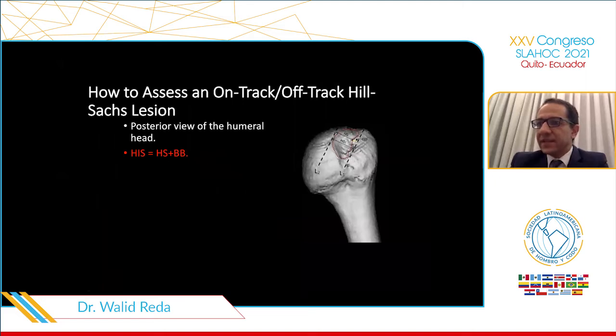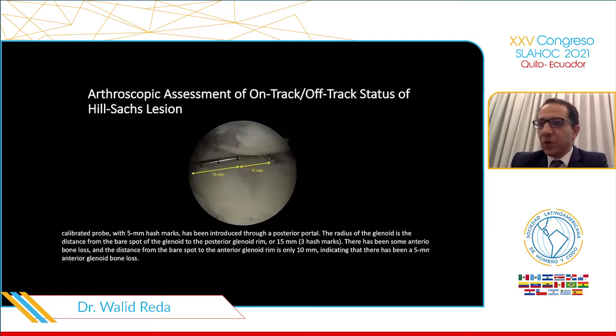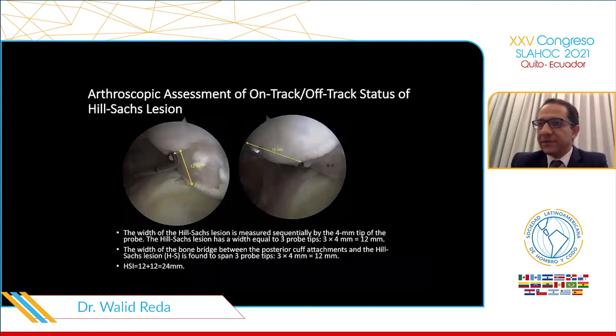For the Hill-Sachs, as we know, the site and the size matter. The more medial the defect is, the more important it is. So we use the term Hill-Sachs interval, which is the sum of the size of the Hill-Sachs plus the bony bridge between it and the rotator cuff insertion. We can also measure the glenoid width arthroscopically using the bare spot as a reference for the glenoid center, so we can measure the size of the glenoid defect. Also the Hill-Sachs, as well as the bony bridge between it and the rotator cuff insertion, can be measured with a graduated probe to calculate the Hill-Sachs interval.